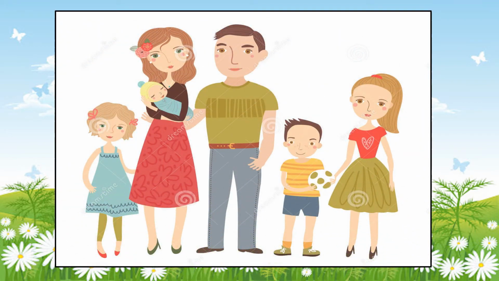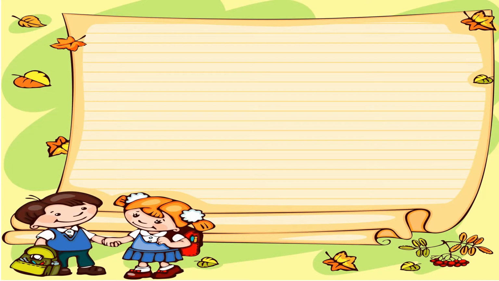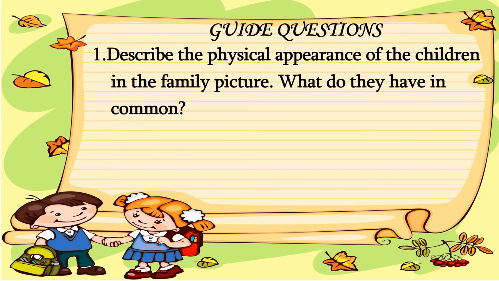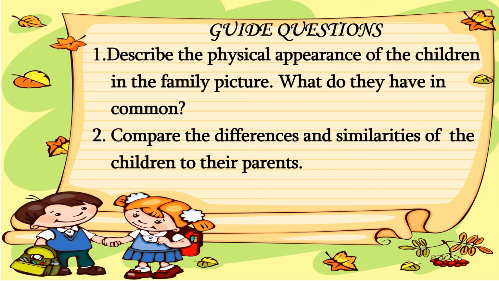Kids, please observe carefully the differences and similarities of the physical appearance of the family members in the picture. Guide questions. Number 1. Describe the physical appearance of the children in the family picture. What do they have in common? Number 2. Compare the differences and similarities of the children to their parents. Number 3. Why do they look that way? Very good for accomplishing the activity.